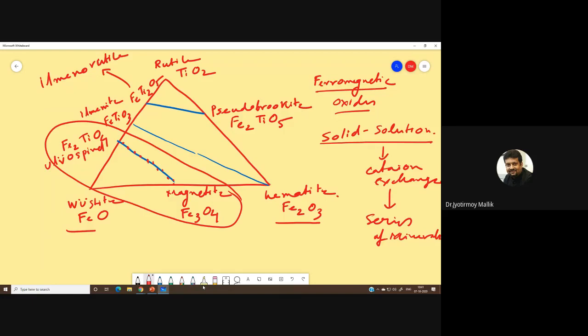This is called ilmenohematite. This is ilmenite, FeTiO3, and this is hematite, the ilmenohematite solid solution series. This is the ilmenorutile pseudobrookite solid solution series, and this is the rutile wustite solid solution series. This is the wustite hematite solid solution series. This is the rutile hematite solid solution series.